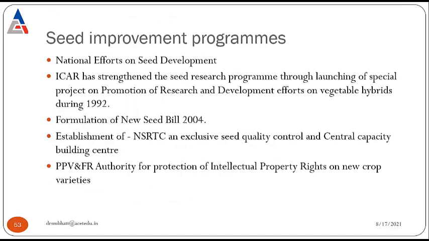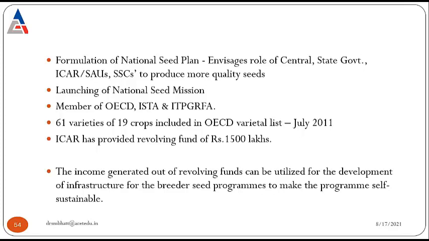So, seed improvement programs we have already discussed. There is a new seed bill in 2004, and a seed quality control and central capacity building center will also be established, right? And also there is a new policy established in the form of the PPV and FR Authority for Protection of Intellectual Property Rights on new crop varieties, right? And I have also discussed various national seed plans going on up to state level, central level, right? And the National Seed Mission has also been launched as a result. There are 61 varieties of 19 crops included for improvement by the government in 2011. ICAR is already giving a lot of funds.